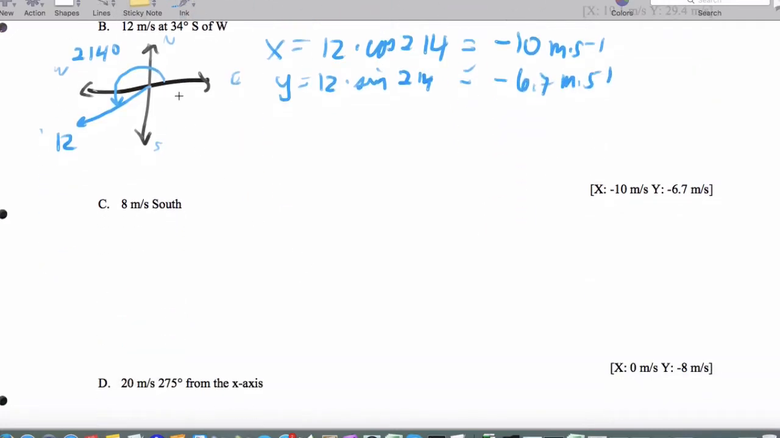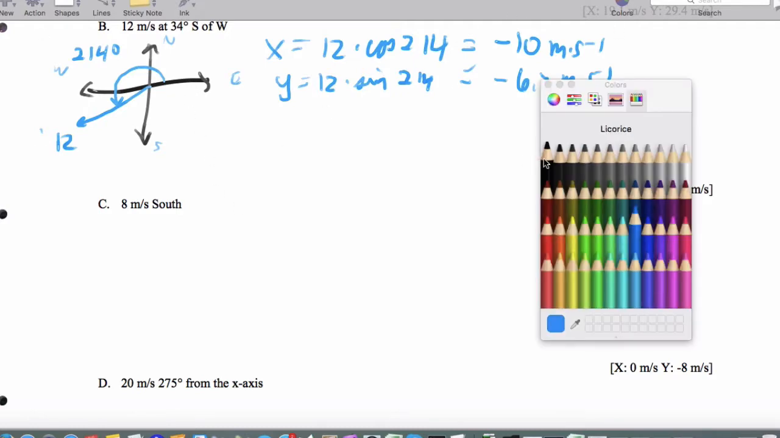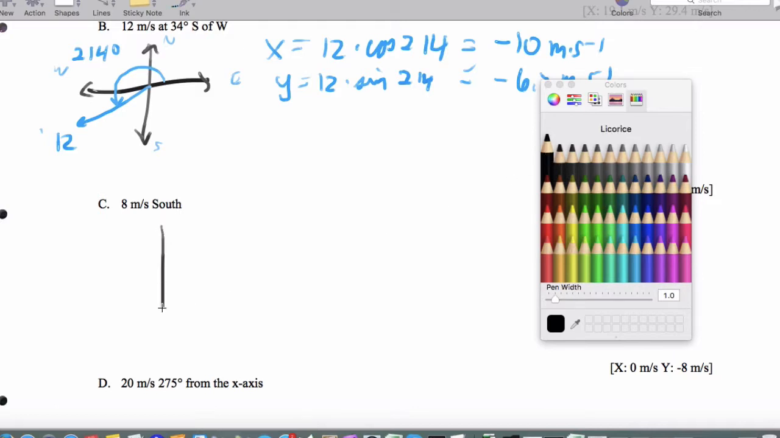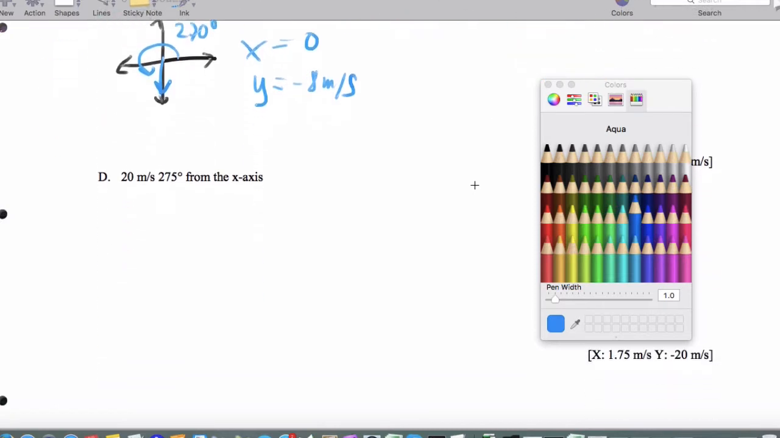Now here, next vector, we have 8 meters per second south. What that means is we have a vertical component pointing down this way. So since we only have a vertical component, it's clear that we could say that the y component is negative 8 meters per second and the x component is 0. If you really want an angle to work with, you could use 270 degrees.